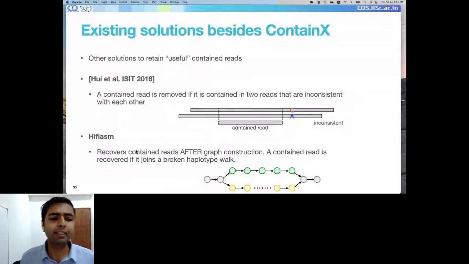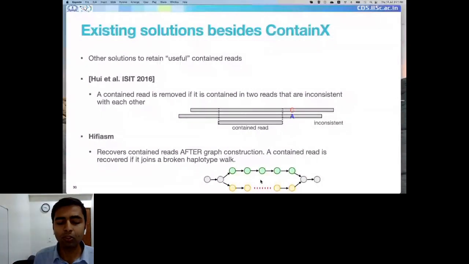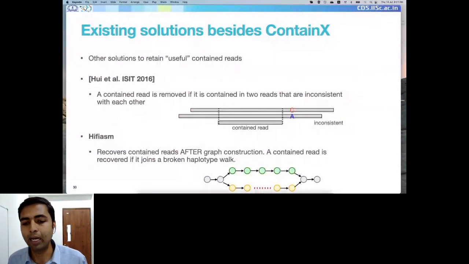HiFiasm also implements a heuristic to retain useful contained reads, and it recovers contained reads after the graph construction. In HiFiasm, a contained read is recovered if it is seen to join a broken haplotype walk. Just as a toy example, if you see two walks and one of the walks is broken, then it attempts to rejoin a walk using contained reads. If a contained read helps to join a walk, then it will recover that read to make two paths again.